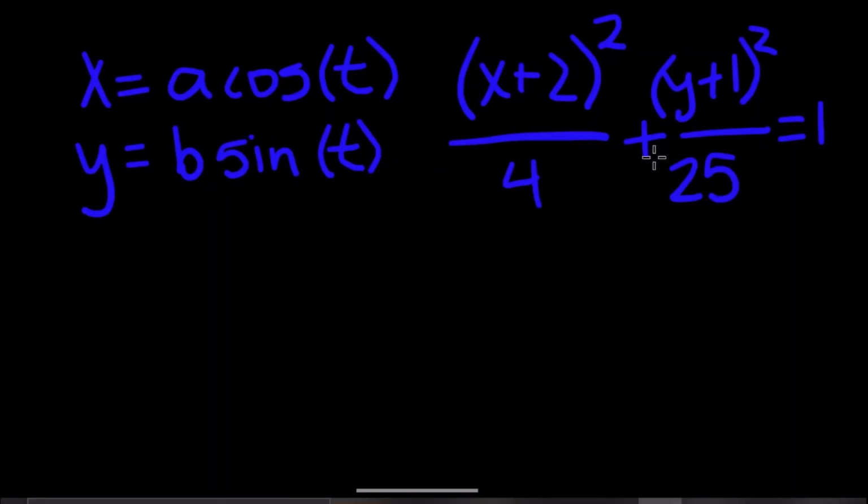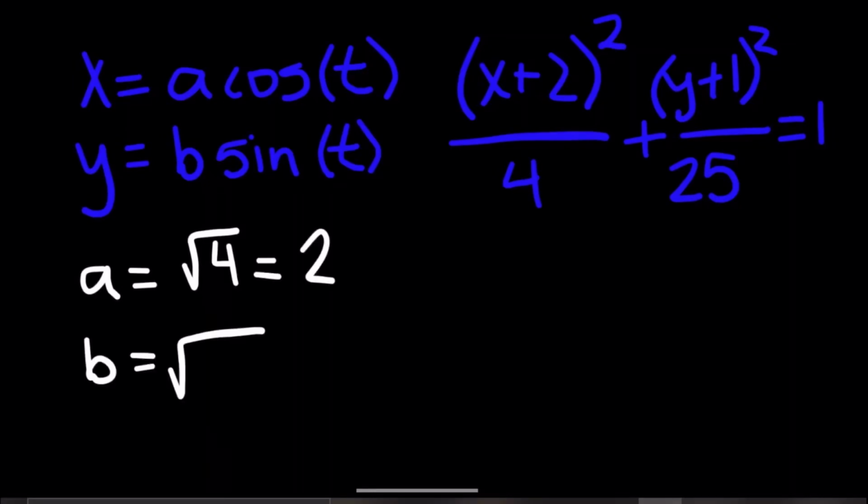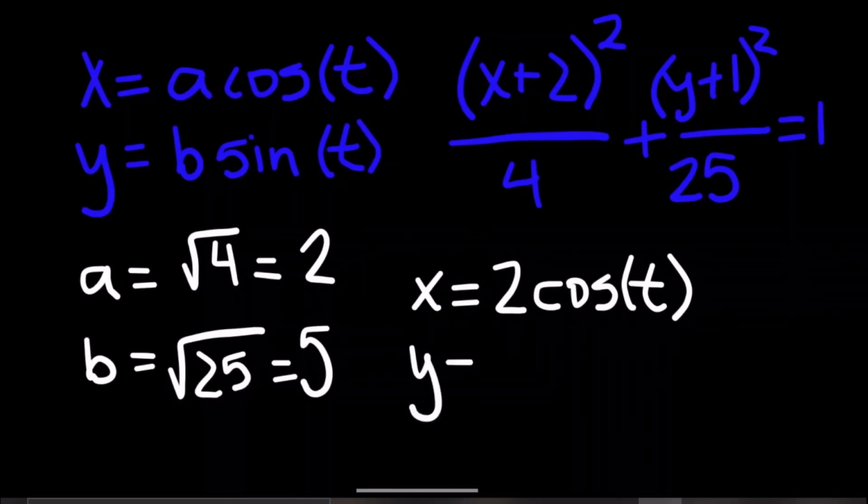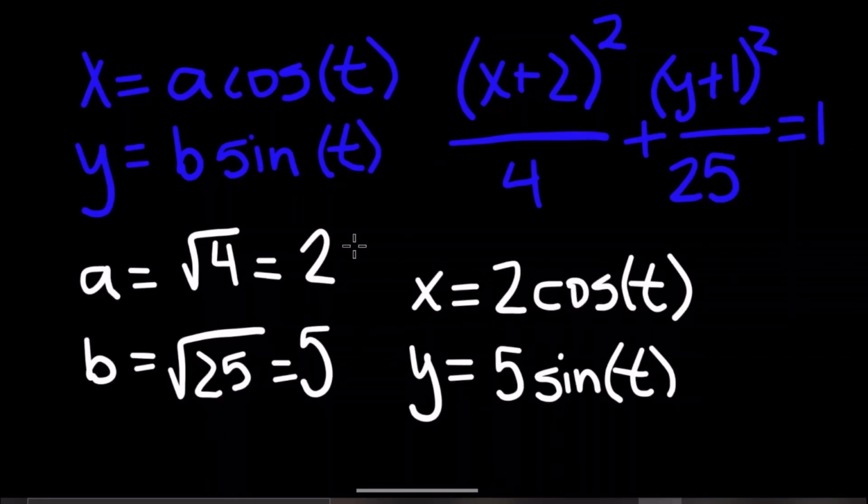The value of a in the x equation equals the value of a in the x equation on the right, and the same thing for b and b. A we can determine is the square root of 4, which equals 2, and b is the square root of 25, which equals 5. All that is left is to plug in a and b in their respective equations where t equals time. X equals 2 cosine t, and y will equal 5 sine t.